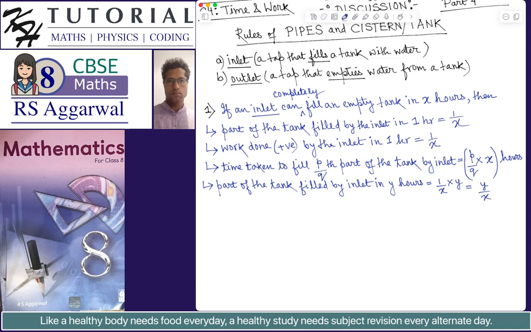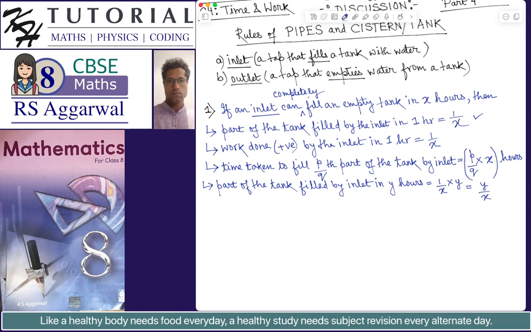From this fact, what can we say? The first thing we can say is that the part of the tank filled by the inlet in 1 hour will be equal to 1 by x. So this is the first part we know, that in 1 hour, 1 by x will be the part. 1 by x will be a fraction, since x hours will usually be some positive integers.